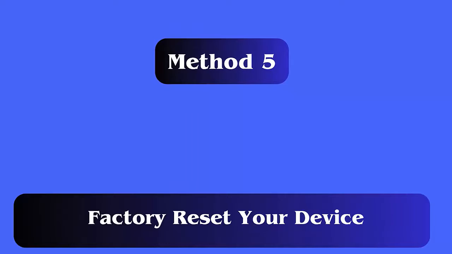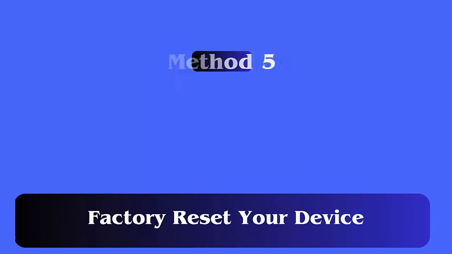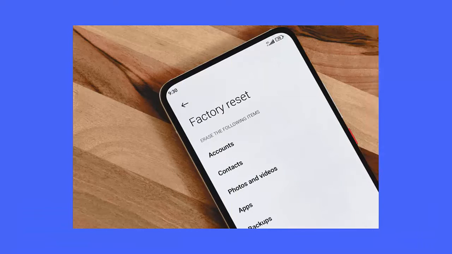Method 5. Factory reset your device. First, go to settings of your device. Then, move to system. Next, choose the reset option. After that, tap on erase all data option. Thereafter, put your passcode if asked. Now, confirm by pressing erase all data.